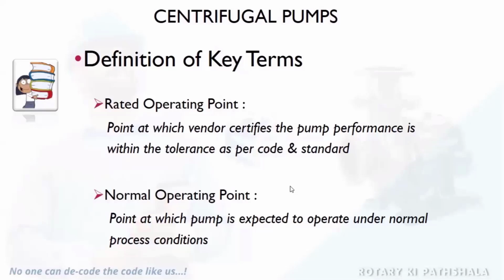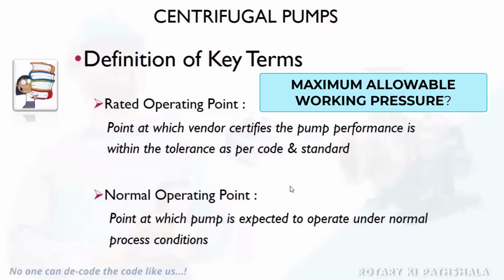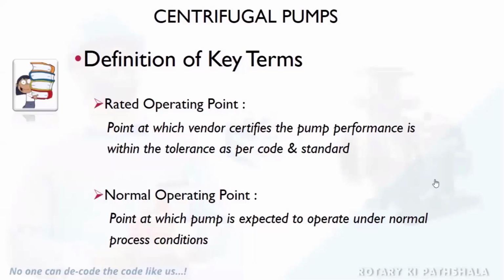Okay, next question is, what is MAWP? So many of you know the terminology. It is the maximum allowable working pressure. So it is good to know that you are familiar with the basic terms as per the code and standard. Now, what is the importance of those key terms?